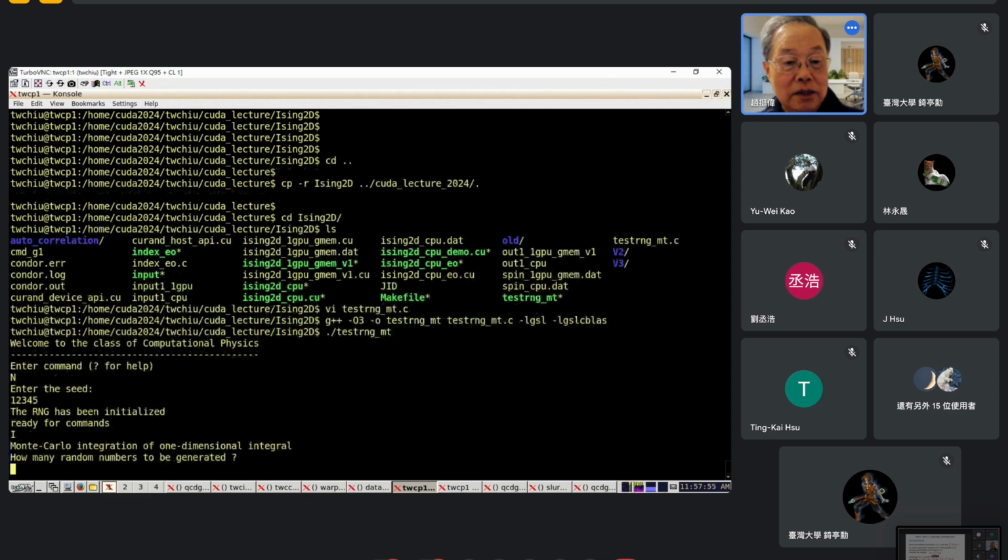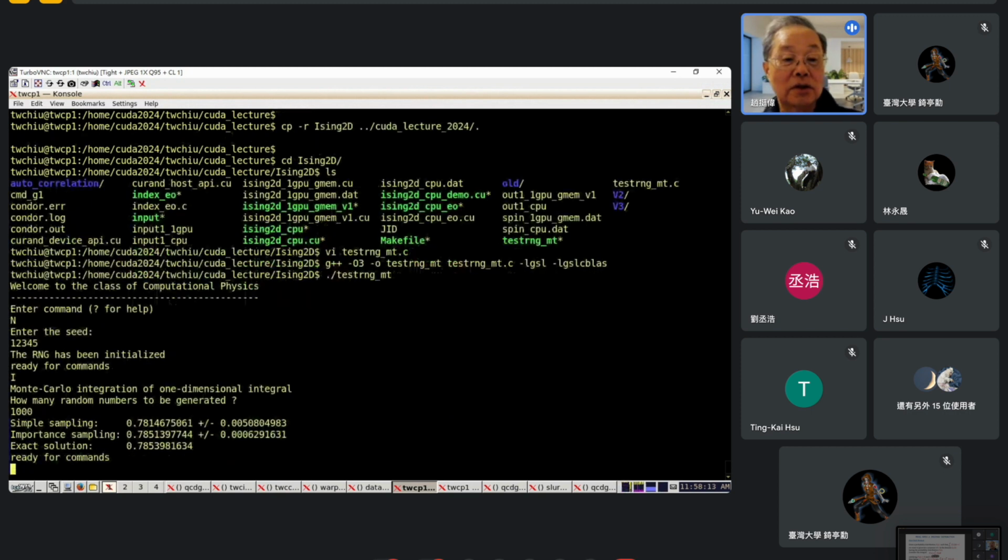How many random numbers do you want to generate? This is doing the one-dimensional integral, fx is 1 over 1 plus x squared. 1,000 points. Now you can see, this is the simple sampling, this is the exact solution, and this is the importance sampling.